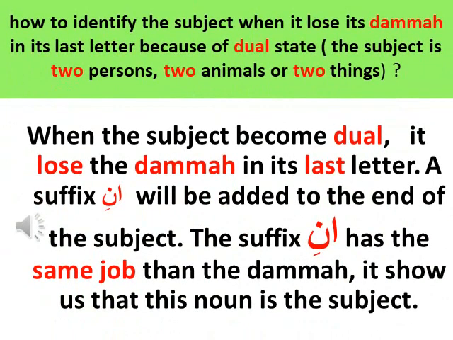How to identify the subject when it loses its dammah in its last letter because of dual state. The subject is two persons, two animals, or two things. When the subject becomes dual, it loses the dammah in its last letter. A suffix ani will be added to the end of the subject. The suffix ani has the same job as the dammah. It shows us that this noun is the subject.